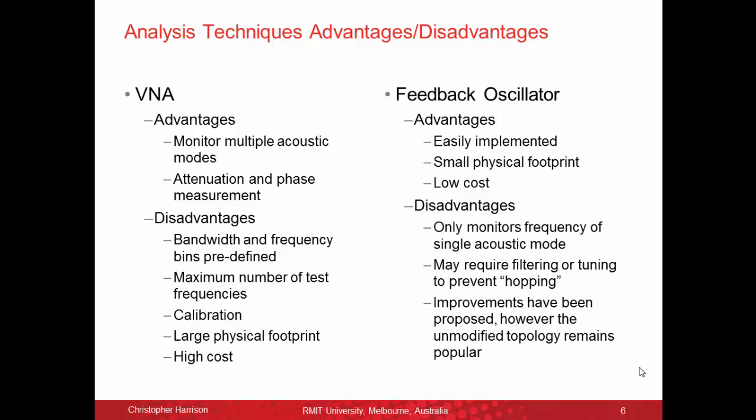Instead, when you go to the feedback oscillator, now you've got a much easier system to build. It's really just an amplifier and a frequency counter. But now you've reduced the amount of information you can look at. You have effectively taken your entire frequency domain response and reduced it to a single frequency. And even then, if you've got a device that has multiple modes, you may need to sit there and tune it and make it oscillate on the right one, or add filters so it doesn't jump modes. And although there are a couple of ways that this topology has been improved, it really hasn't taken off that much.